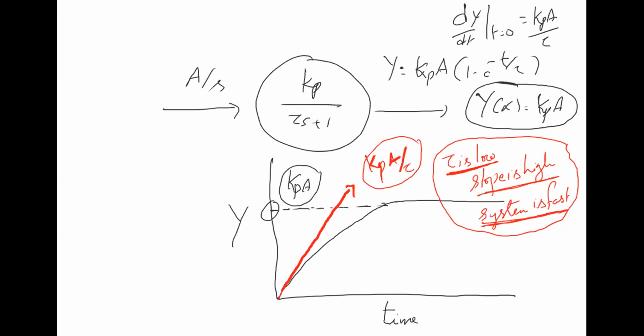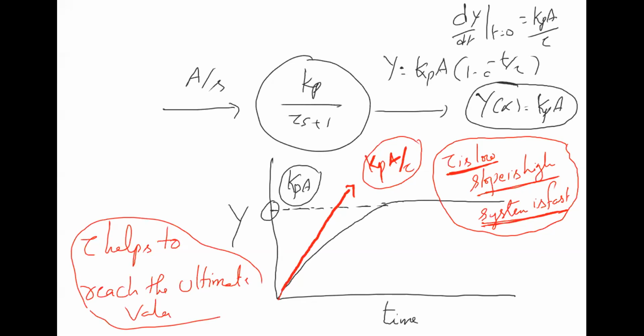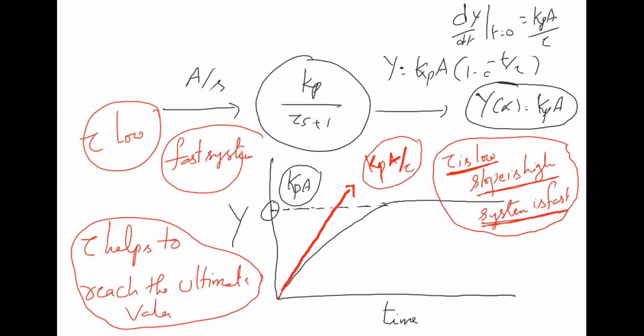So basically, tau helps to reach the ultimate value. Tau being low means fast systems. Systems are fast because the slope is Kp A by tau. So here we are talking about the slope Kp A by tau.